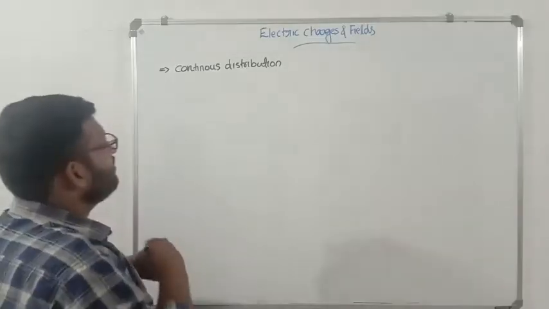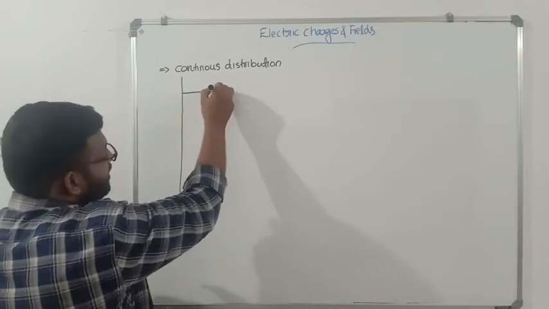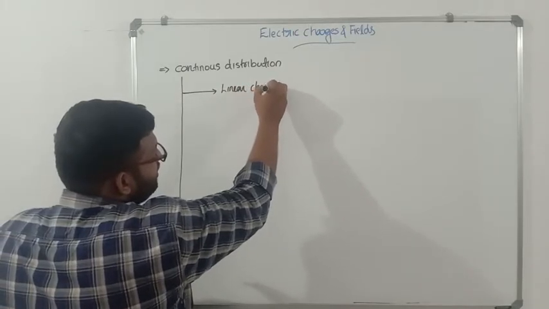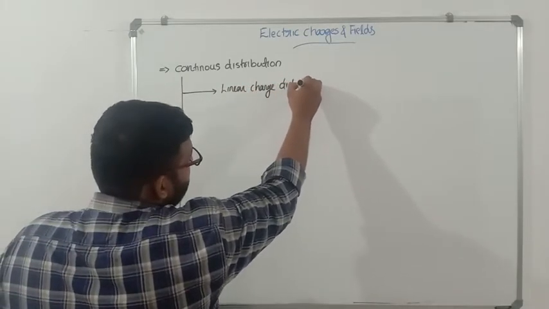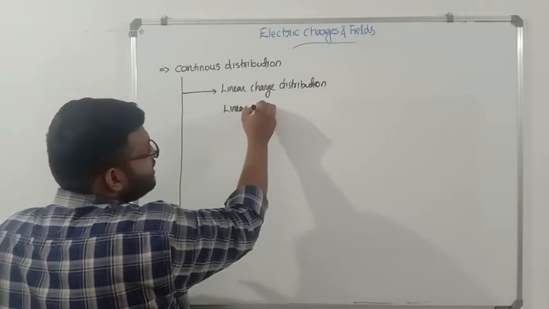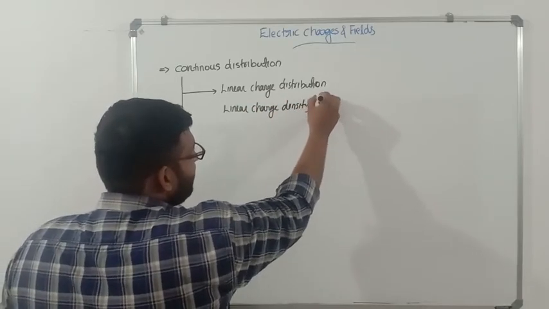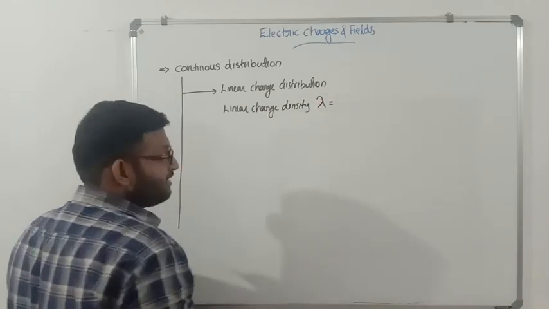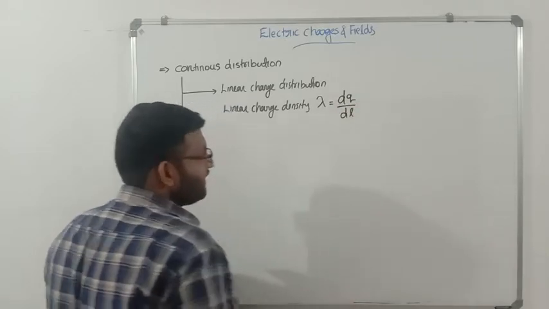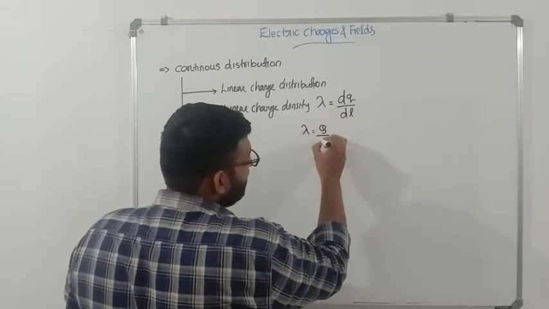In that situation, we use continuous distribution. And you know what is continuous distribution? There are three distributions. The very first one is linear charge distribution. Here we need a term called linear charge density. Linear charge density, we can call it lambda. Lambda is nothing but the rate of change of charge with respect to length of the conductor. Or simply you can write lambda is nothing but total charge by length of the conductor.